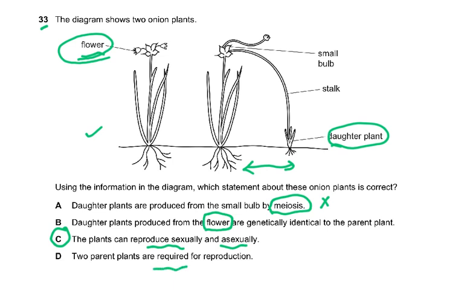Two parent plants are required for reproduction. Now in this situation yes, but in this situation no, we don't need two parent plants for reproduction because this is asexual reproduction. So that is why the answer to 33 was C.